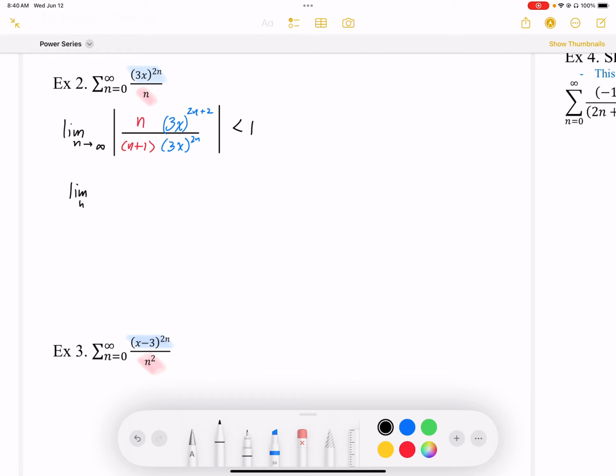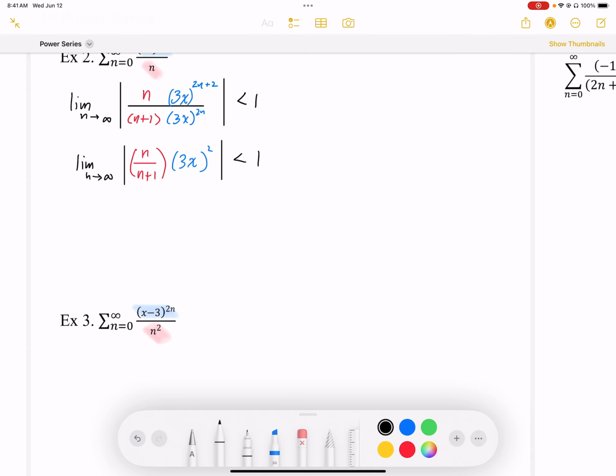I'm going to simplify first. I'm going to group these terms. So I end up with n over n plus 1. Okay, that's the limit of that's going to be 1. And the 3x terms, the 2n powers cancel out. So I end up with 3x all squared. And that's less than 1.